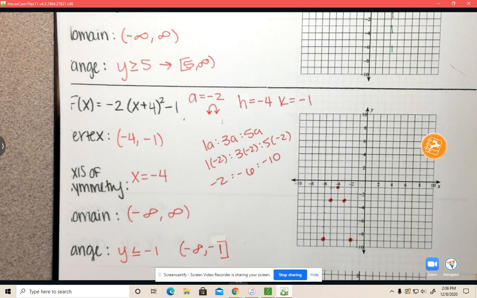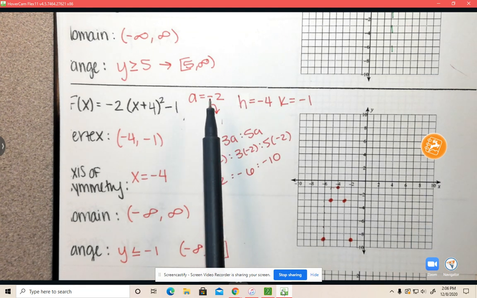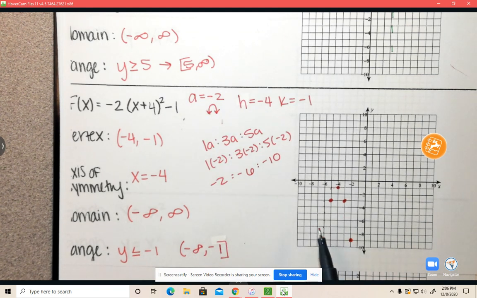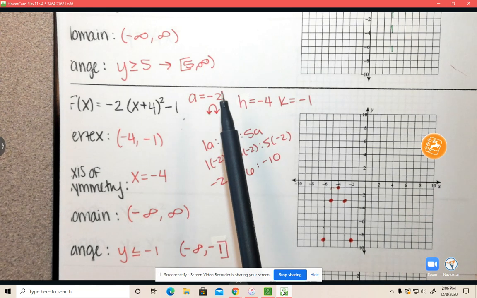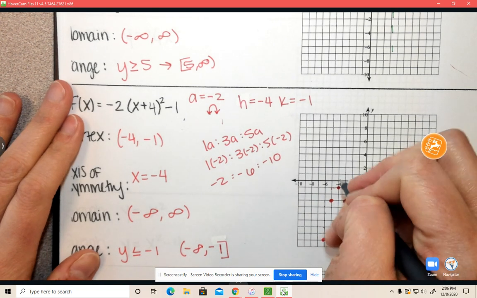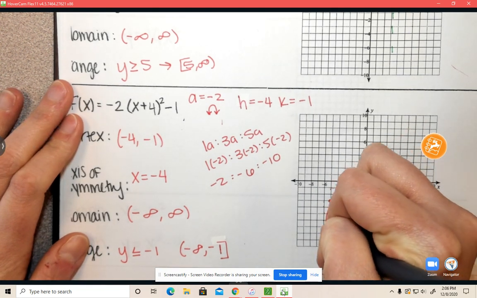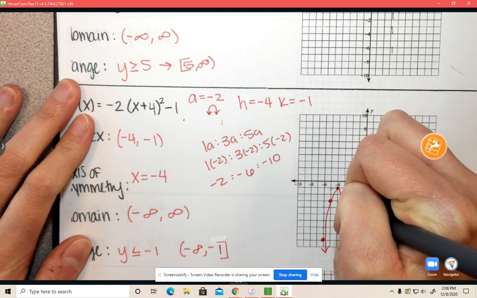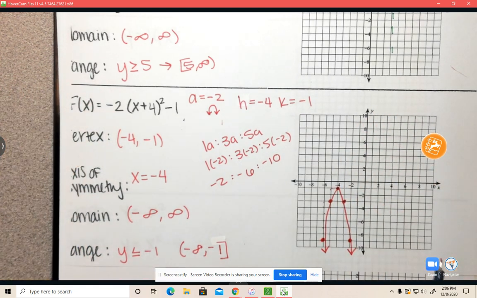Okay, and based on what we've talked about, we said if the A is negative, it's upside down. If that number is bigger than 2, it's going to be skinnier because your slope, you're going up quicker or down quicker. And so that all checks out here. I didn't do a very good job of connecting those dots, but you all get the picture.